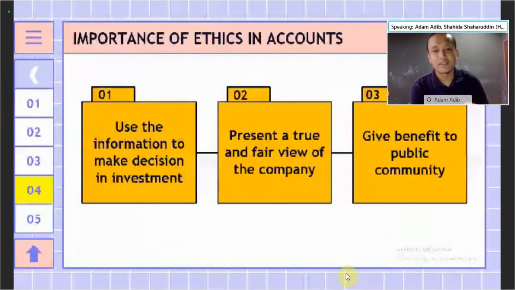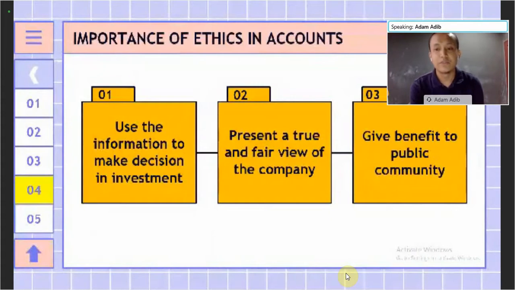Next is the importance of ethics in accounting. The first is using the information to make investment decisions. Users like shareholders, potential shareholders, and other users of the financial statement depend heavily on it to make their investment decisions. The second is presenting a true and fair view of the company. A company relies on the accountant's opinion, the person who prepares their statement, to present a true view of the company.